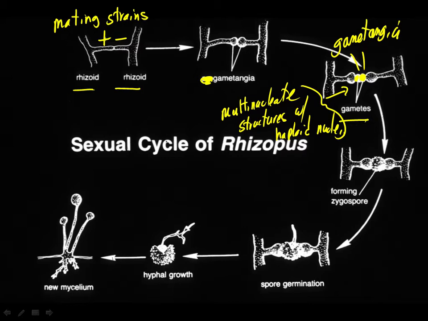And so somebody looks at that and says, oh, those are gametangia because of the haploid nuclei. And someone else looks at them and says, well, gametangia don't fuse with each other. Gametes fuse with each other. And so because they fuse with each other, we'll call them gametes. So either one is okay for us, just as long as you understand what their structure is. They fuse and they form a zygospore. Or we can also call that a zygosporangium.